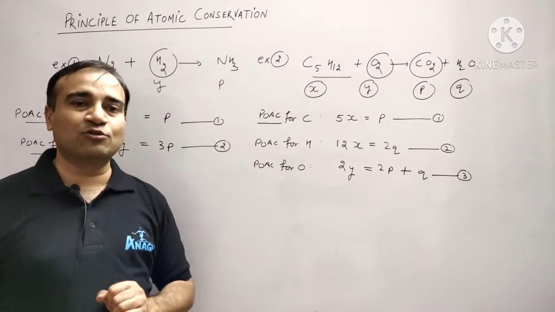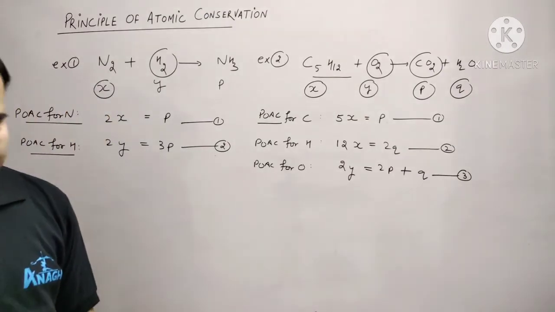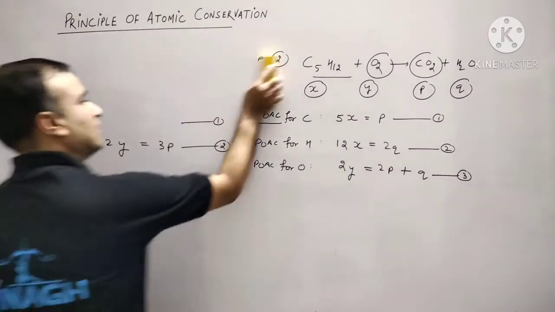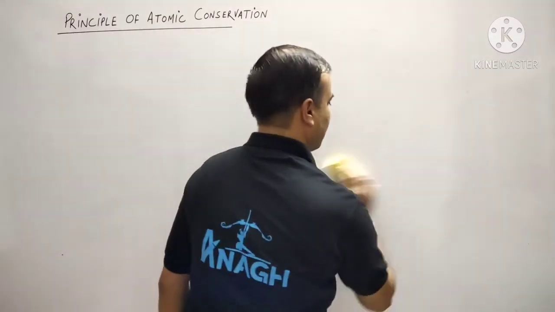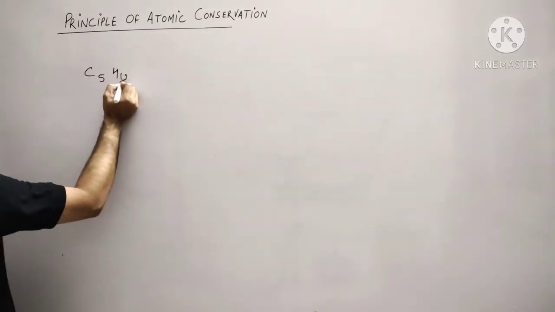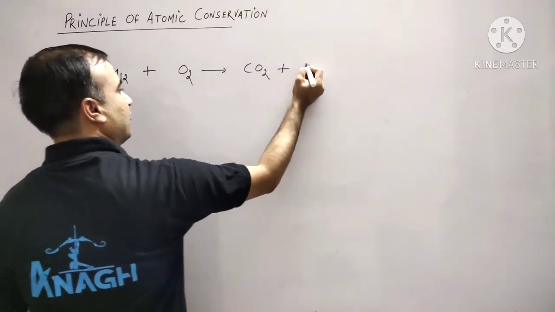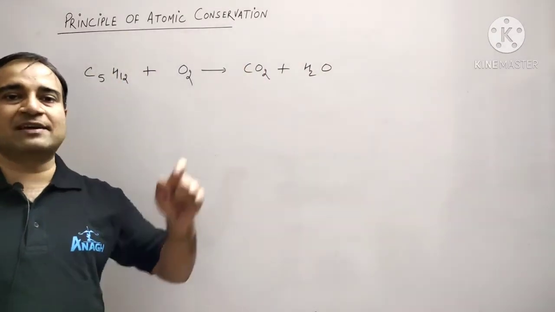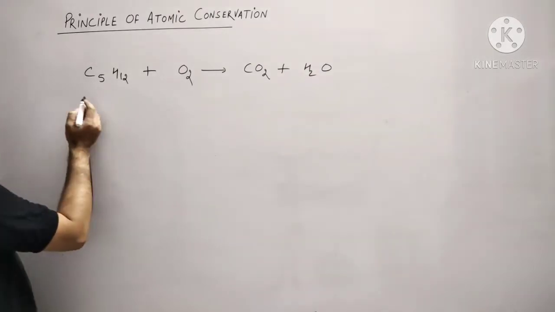And now I am going to solve one numerical by using such POAC equations. Let us see. Suppose we have an equation of the combustion of pentane, C5H12 plus O2 gives CO2 and water. I am going to solve this numerical by applying POAC as well as by simple stoichiometric calculation. As far as POAC is concerned, it is pentane.